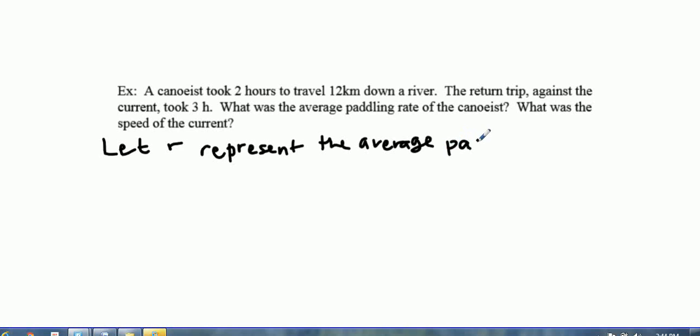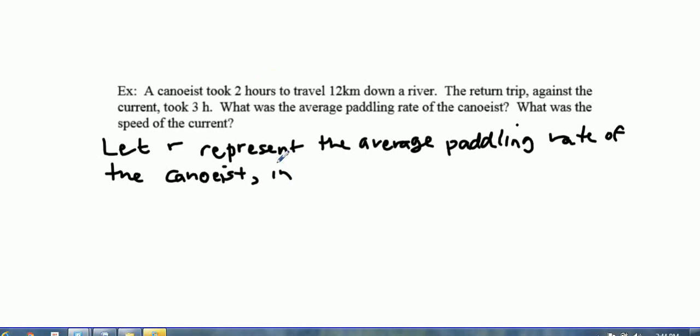So we are going to let R represent the average paddling rate of the canoeist. We don't know what his speed was. And we're going to say it's in kilometers per hour. Okay. So that's something we need to find out.